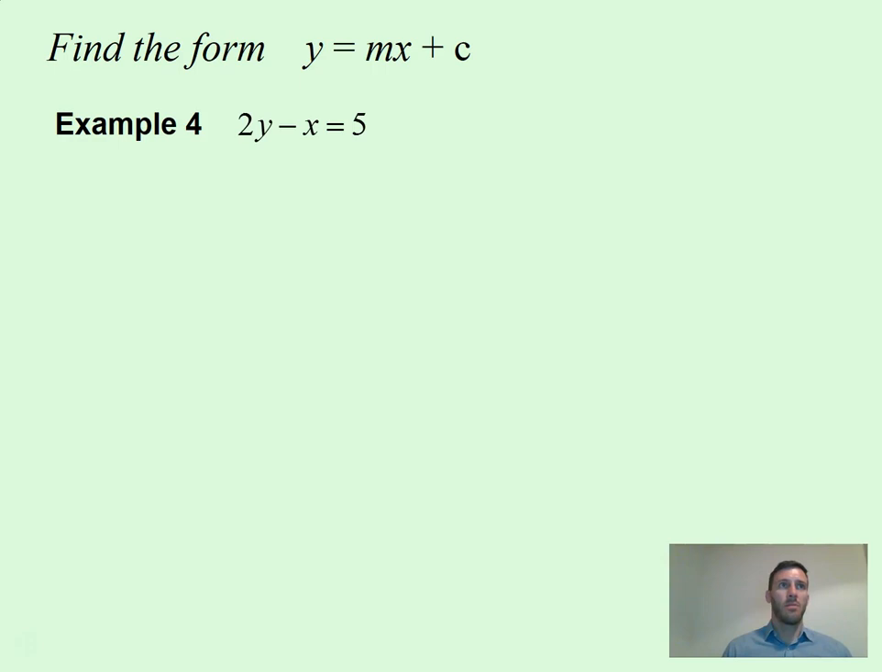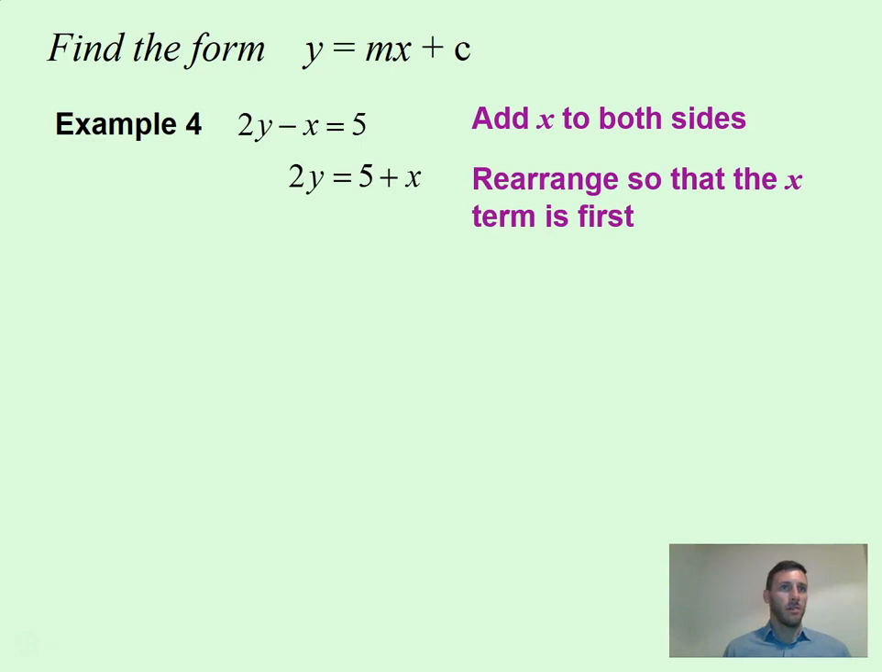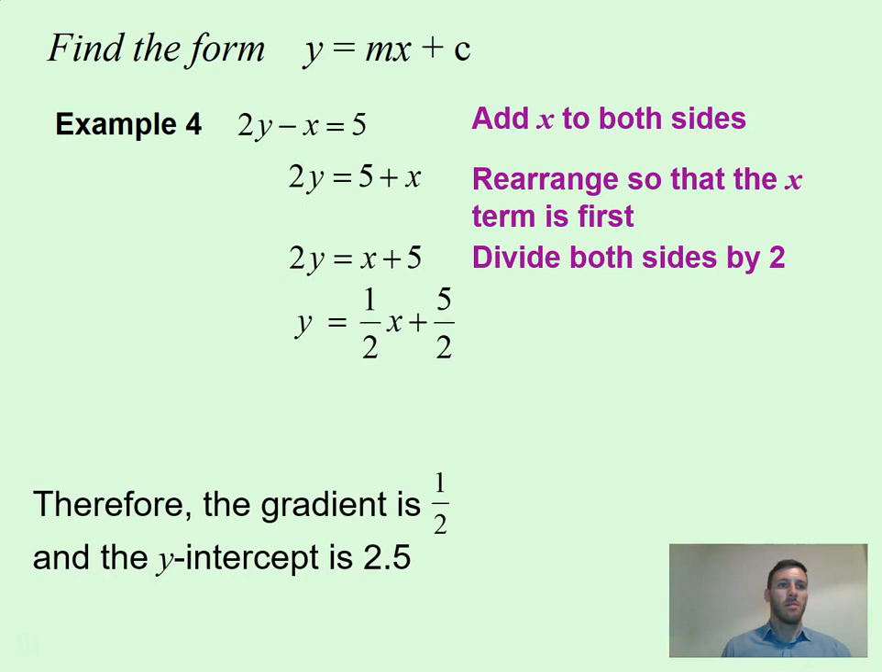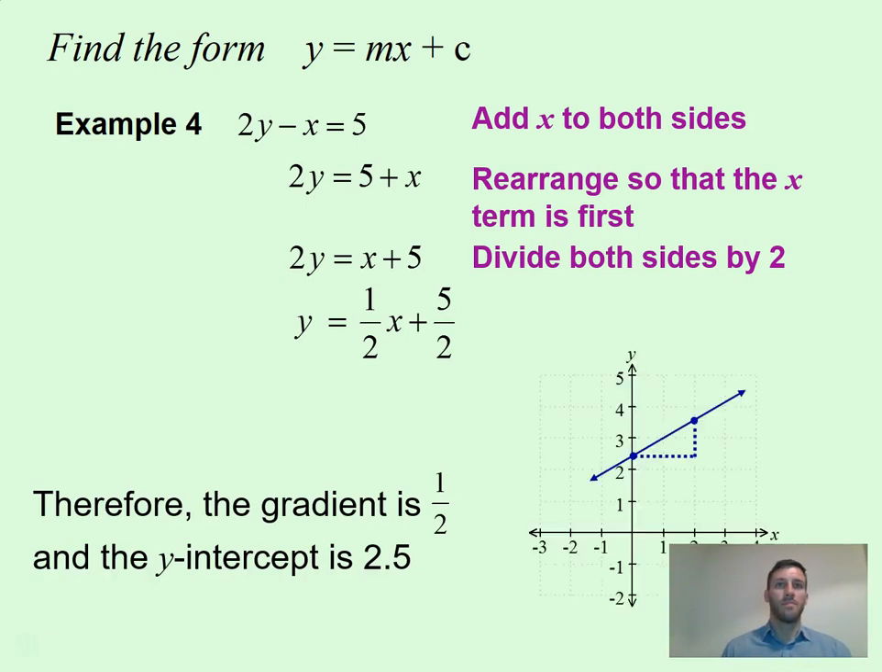Now, just a final example. We're going to find the form y equals mx plus c again from the general form. Add x to both sides. Rearrange so that x is the first term. This term here, we can't leave it as it is. We need to divide by 2. This gives us the equation y equals 1/2 x plus 5/2. So the gradient is 1/2 and the y-intercept is 2.5. Again, you can plot this.